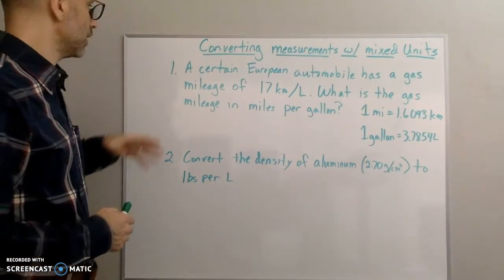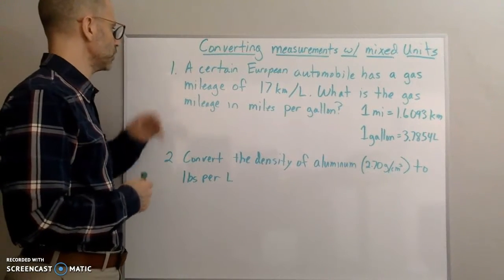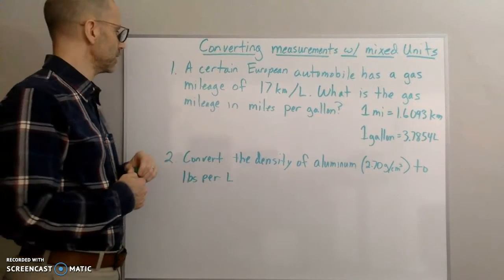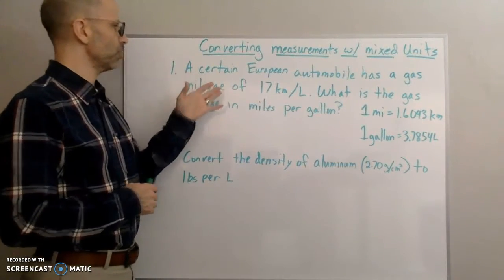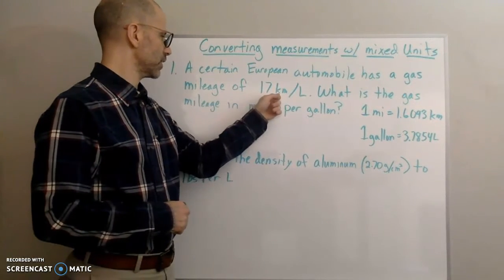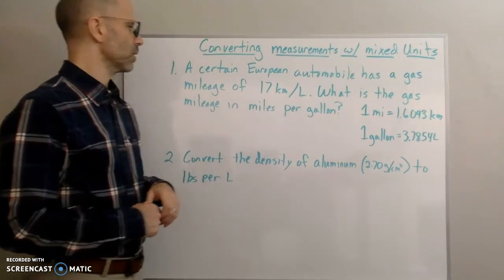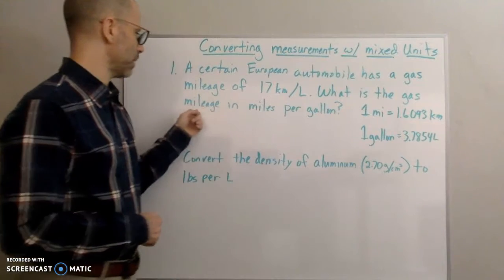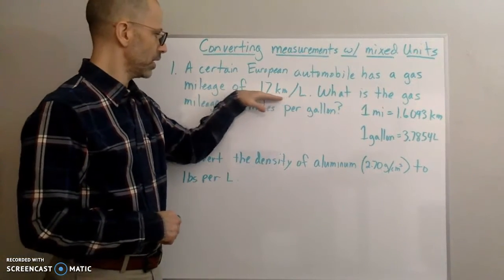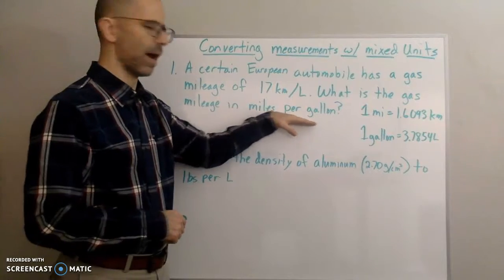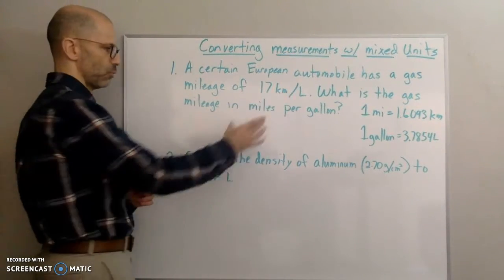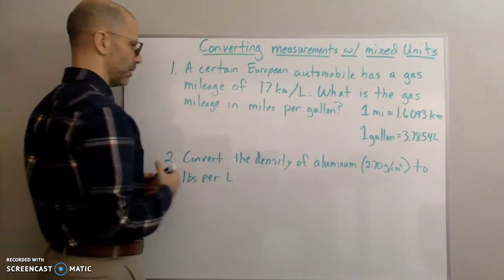So I'm going to do two problems. The first problem again is a word problem. It says a certain European automobile has a gas mileage of 17 kilometers per liter, and they're asking us what is the gas mileage in miles per gallon. So they want us to go from kilometers per liter to miles per gallon. So this is what we need to start with, and we need to finish here.